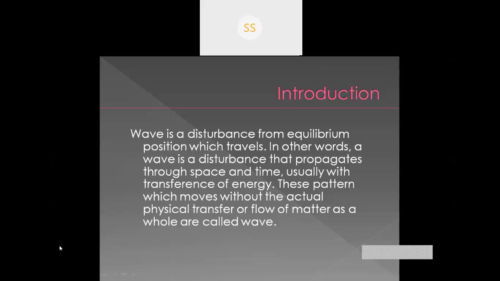So you can write down that a wave can be described as a disturbance that travels through a medium from one location to another location. So basically, wave is a disturbance that travels.